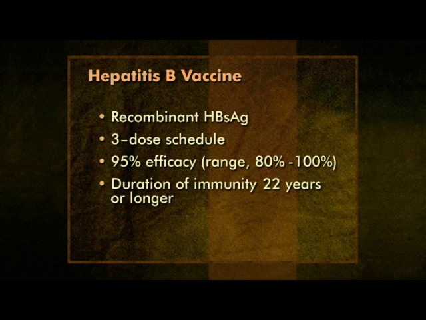The routine hepatitis B vaccine schedule is 3 doses. Vaccine efficacy after a full series is estimated at 95%, with a range of 80 to 100%. The duration of immunity is long, 22 years or longer. Routine booster doses are not recommended.